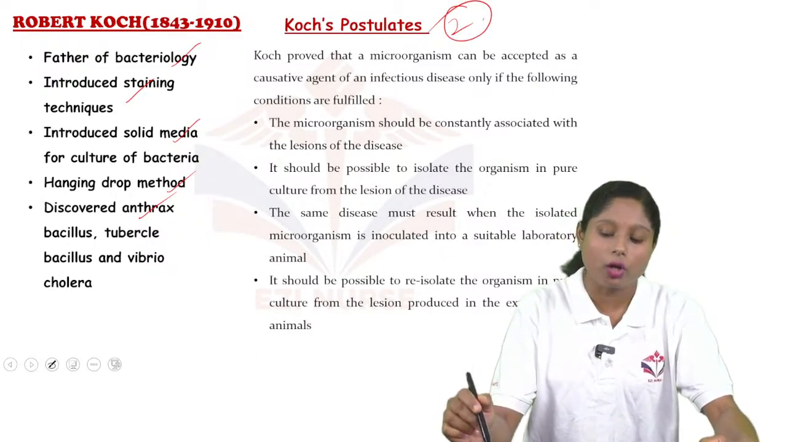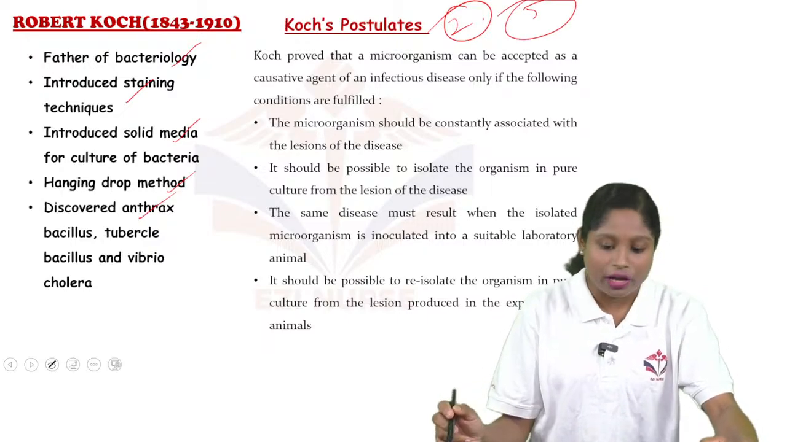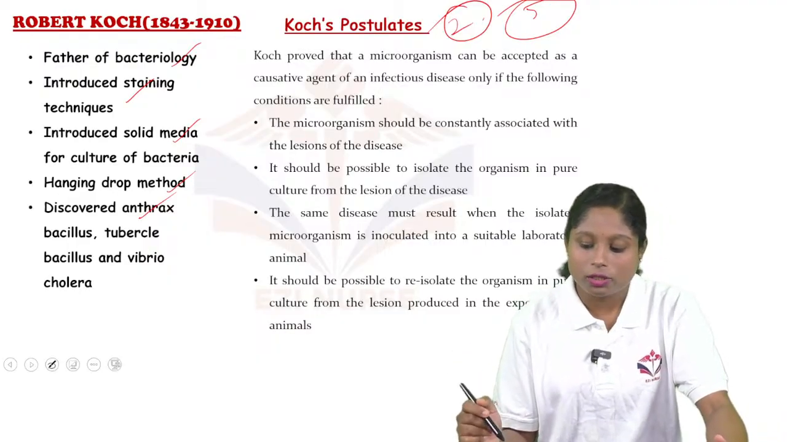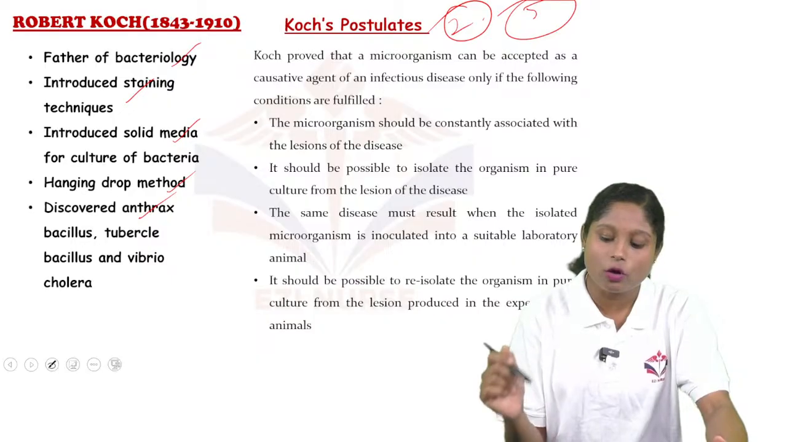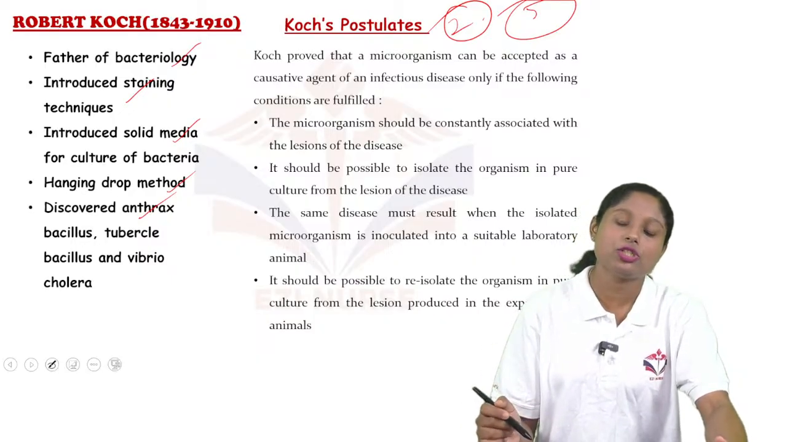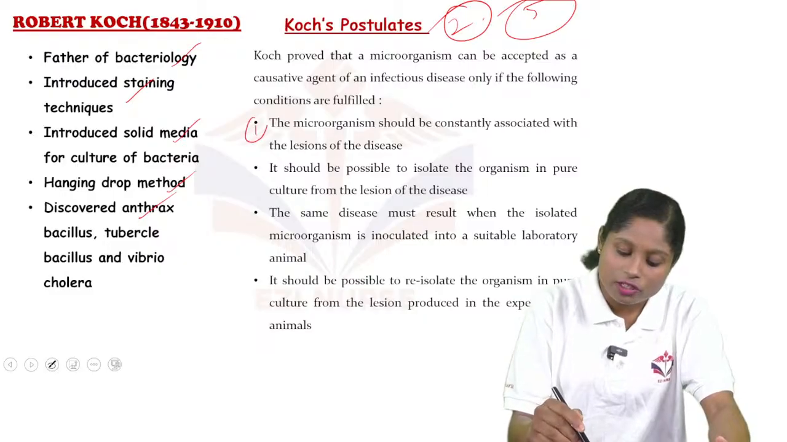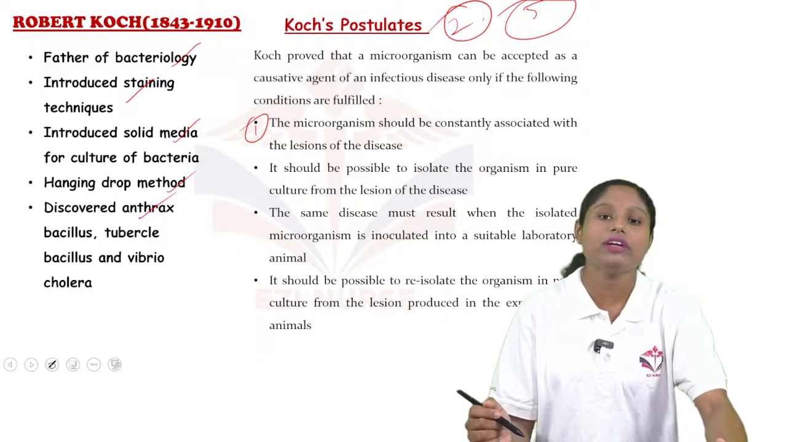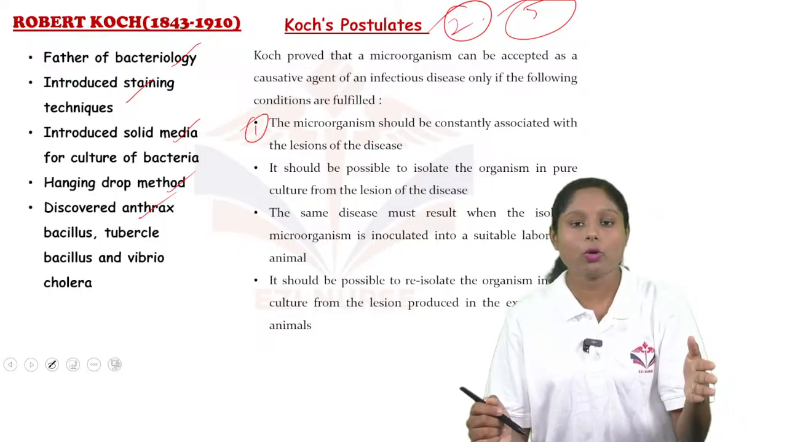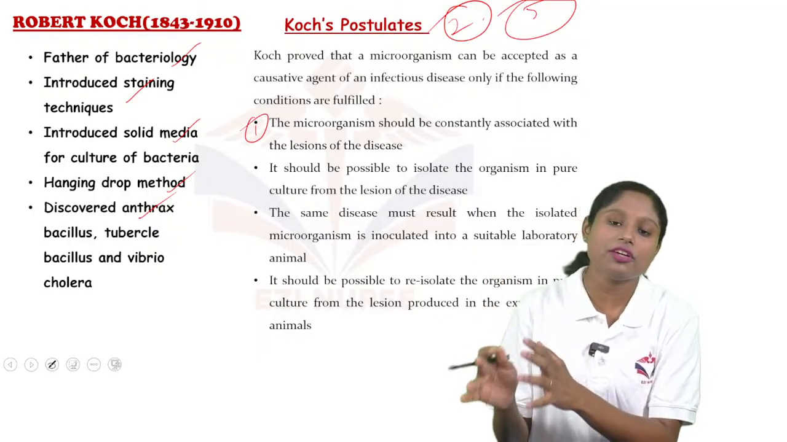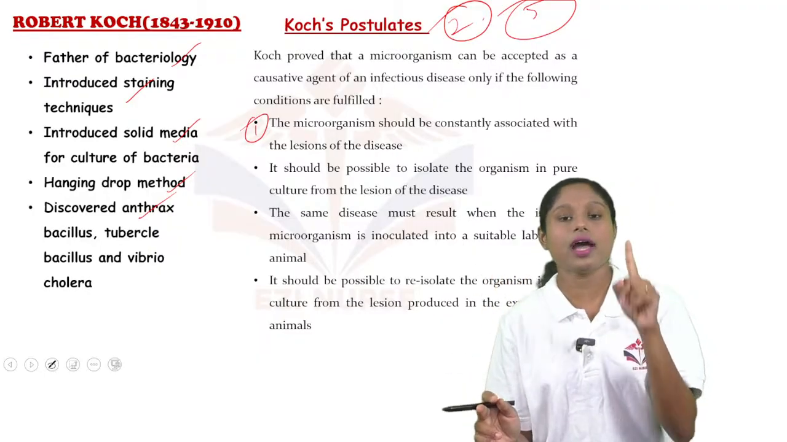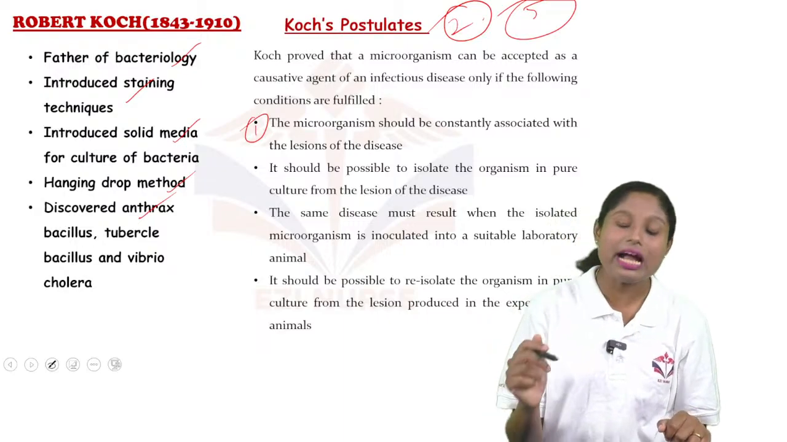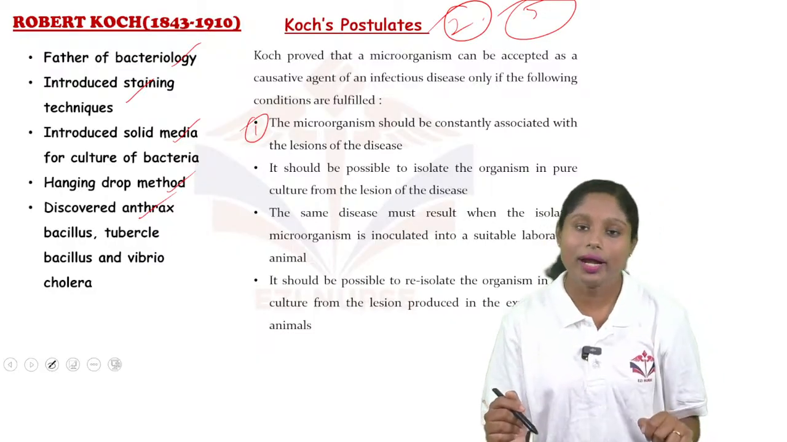You may get it as a 2 mark or maybe you will expect it as a 5 mark question. So what are Koch's postulates? Koch proved that a microorganism can be accepted as the causative agent of an infectious disease if the following conditions are fulfilled. What are the conditions? The first one: the microorganism should be constantly associated with the lesion of the disease. So the microorganism should be constantly associated with that particular infection. That's the number one postulate.